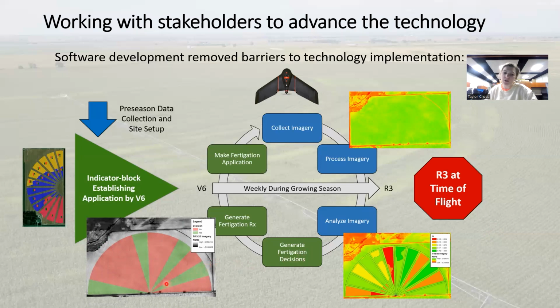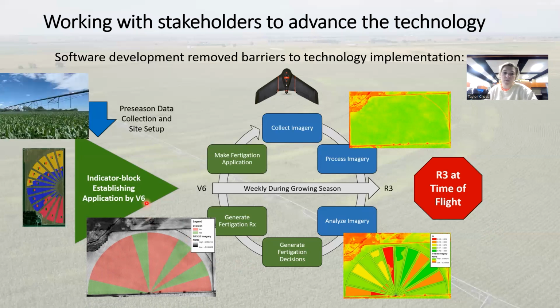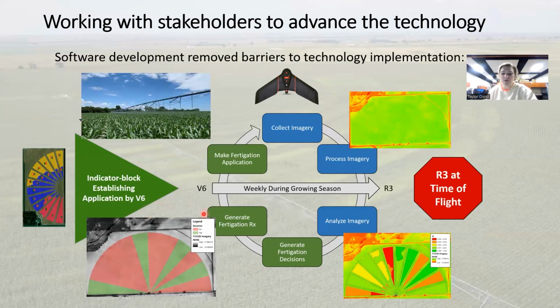So we see that these green sectors here are areas that are deficient and need nitrogen. So this is more or less a prescription for that pivot. So once we have that, we make a fertigation application. And ideally, we want to do this turnaround within 48 hours for research purposes, but sometimes we have unexpected rainfall and we are unable to start the pivot. So this is just kind of how we implement it in season and the technology that we use to automate this process.